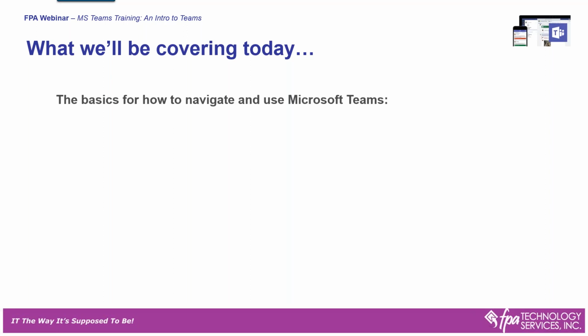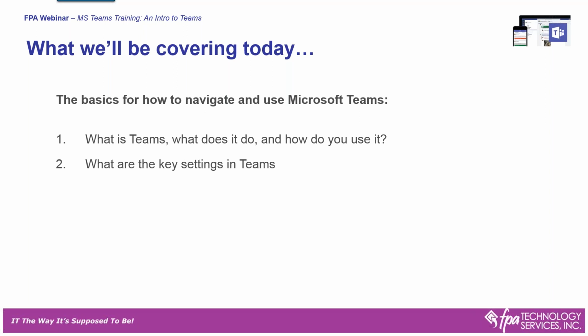We're going to be talking about the basics of how to navigate and use Microsoft Teams. So what is Teams? What does it do? How do you use it? What are the key settings in Teams? How do you set yourself up for success? Simply how to chat and make video calls. What does that look like? What are the steps? It's very easy, but there's a lot of shortcuts and a lot of ways to make this program help you be more productive.